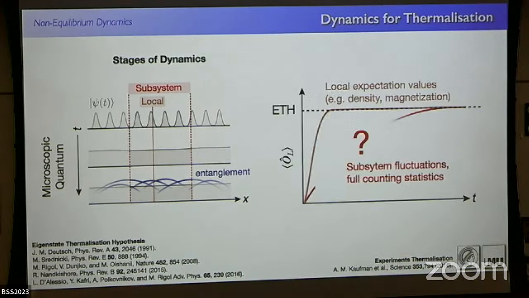So maybe I should put it in perspective. With ETH, we know that for very long times, the system will look like a thermal ensemble. We know that from the ETH hypothesis. However, ETH tells us nothing about how this system evolves in this direction, the dynamical evolution. And the question is, can we find some general equation that can describe this?